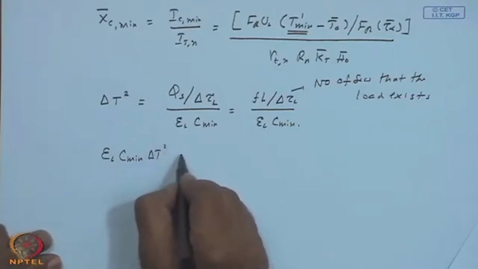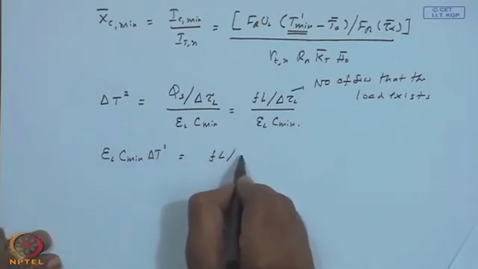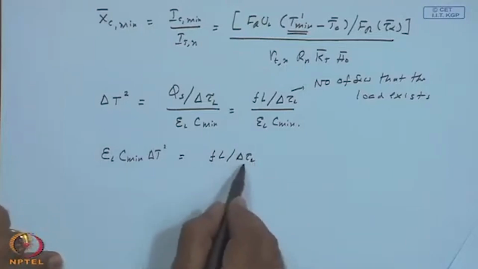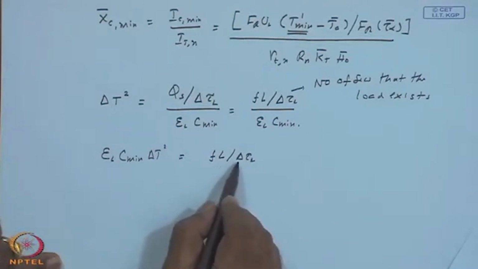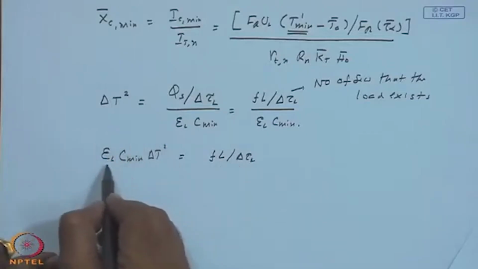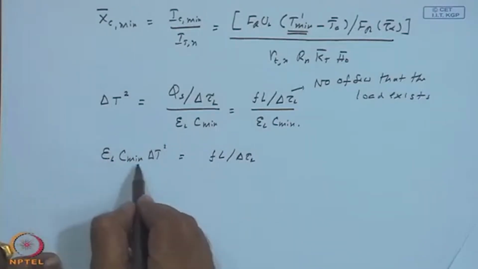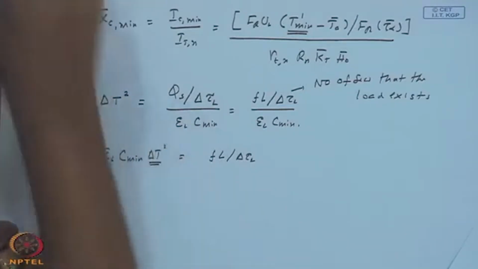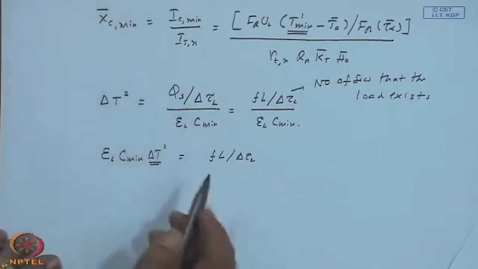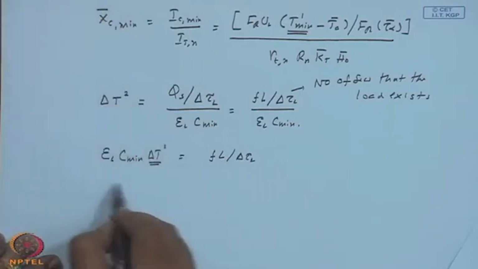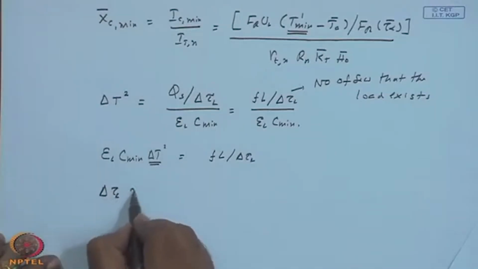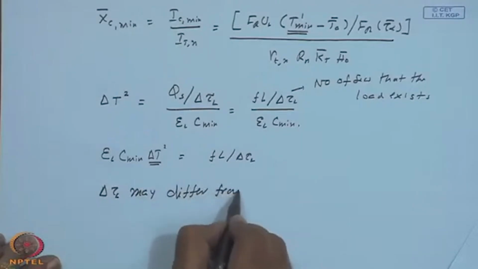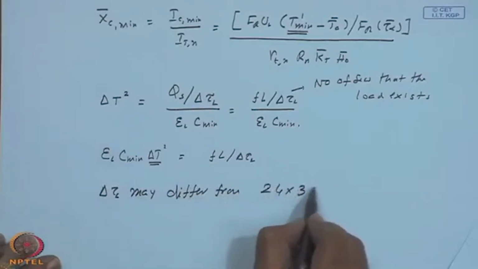Okay. This is nothing but F L upon delta tau L. So, F L is the total amount of energy supplied over a period of delta tau L. So, this is the rate at which the energy is supplied, and that should be matched by the heat exchanger of effectiveness epsilon L and the minimum capacitance of C minimum with a temperature difference of delta T 2. So, why I am emphasizing is delta tau L may differ from the number of seconds in the month, right.